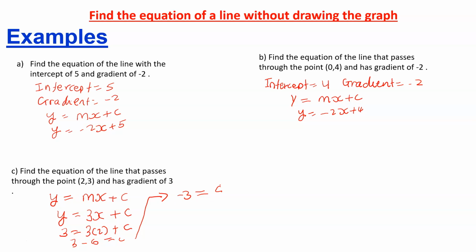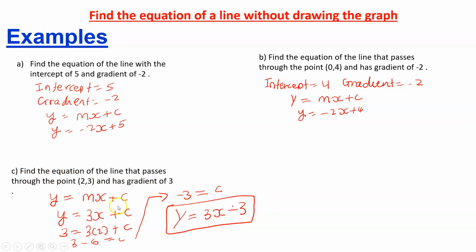So we found c now. Let us take it and put it where it belongs. So our equation was y equals 3x plus c, but the c is now minus 3. So that is the equation. Let me go through what I have done. So find the equation of the line that passes through the point 2, 3 and has a gradient of 3.